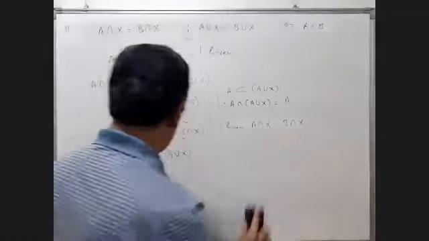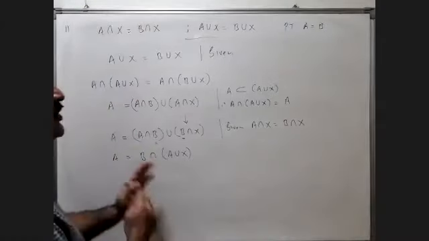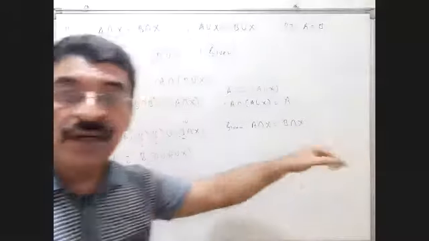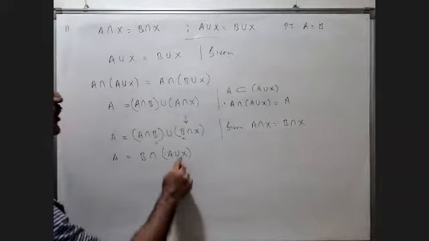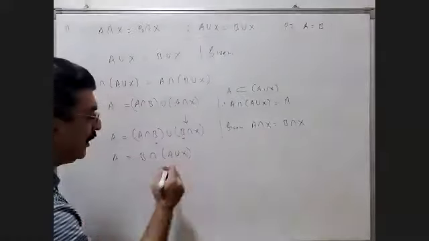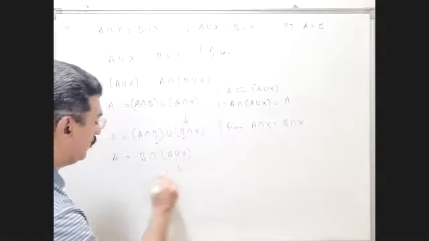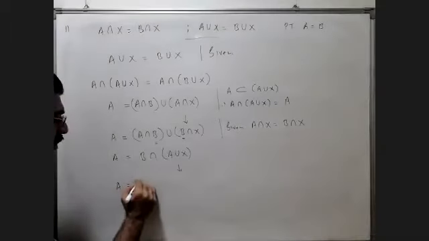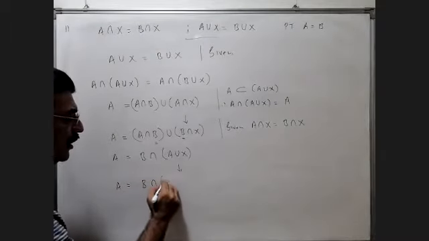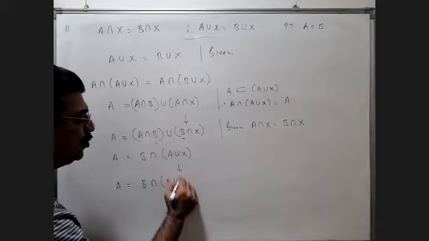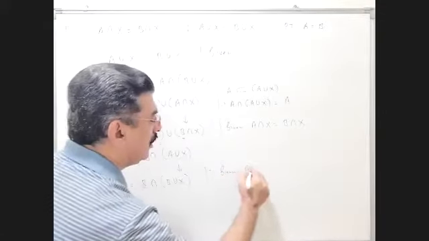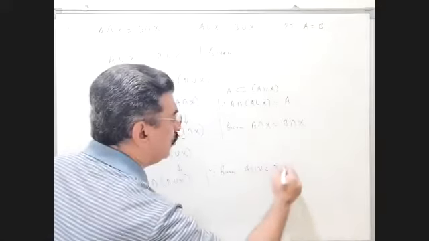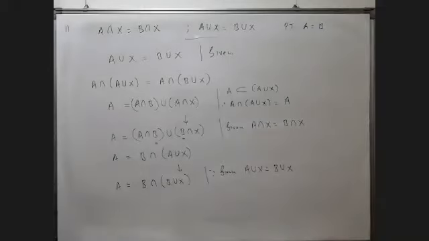B intersection... now again, our destination is B. So wherever it is possible, change in terms of B. Now A union X can be replaced with B union X. So A is equal to B intersection B union X. Reason: given A union X is equal to B union X. That is given.